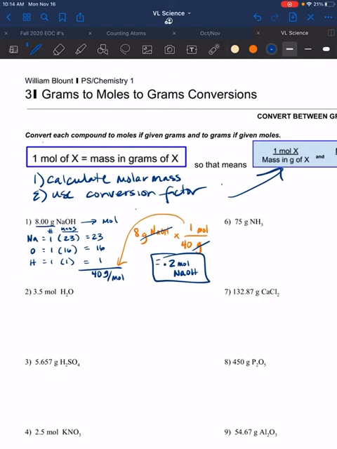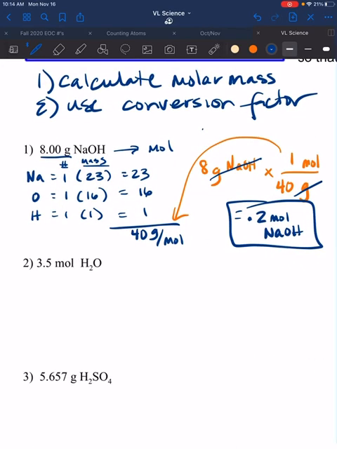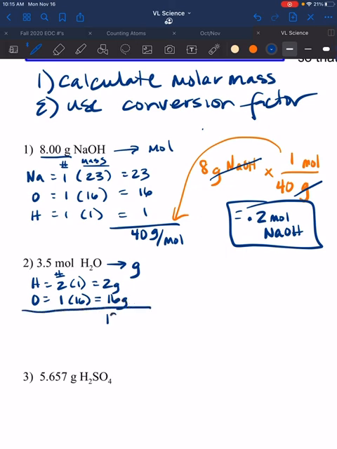Let's try one where we go the other way. Here we have 3.5 moles of H2O. So I'm going to try to get this to grams. Step 1, calculate molar mass. So H and O, I have 2 hydrogens with a mass of 1 to be 2 grams. I have 1 oxygen with a mass of 16. Remember, I got it off my periodic table. For 18 grams per mole. That's the molar mass of our water. So we know that 1 mole of H2O is equal to 18 grams.